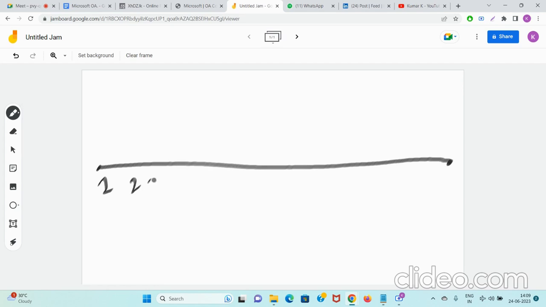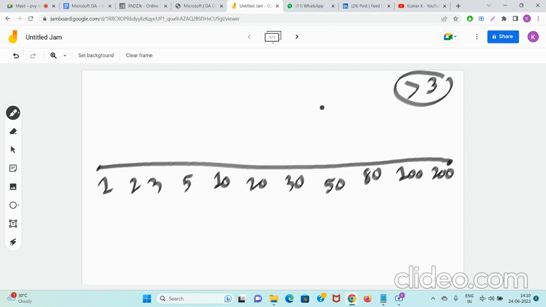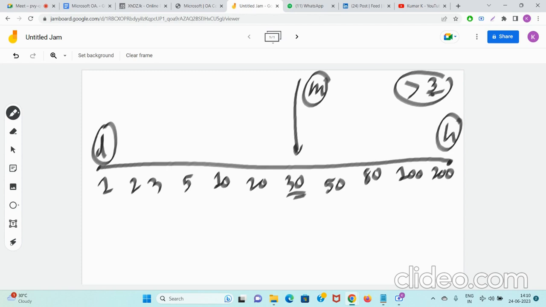So say you are given something like this: 1, 2, 3, then 5, then 10, 20, 30, 50, 80, 100, 200, stuff like that. And they are telling you, tell me how many elements are greater than 3. So first of all, where will your middle pointer go? This is your low, this is your high. Your middle pointer will go here, okay? The middle pointer will see, yes, we got a guy which is greater than 3, but what is the guarantee that it is the closest guy greater than 3? So this is also not valid.